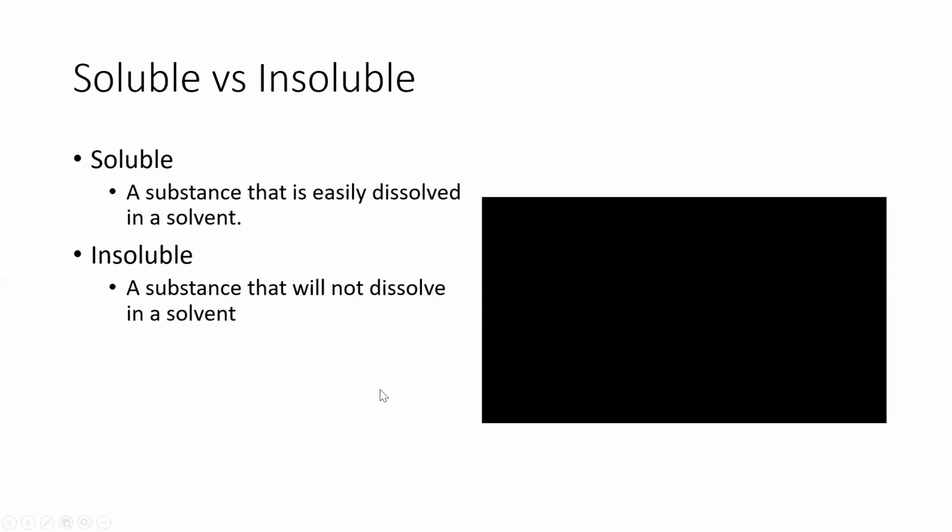So just because copper 2 hydroxide is an ionic compound doesn't necessarily mean it's going to be a soluble material. We'll talk about solubility in no time and look at some solubility charts.